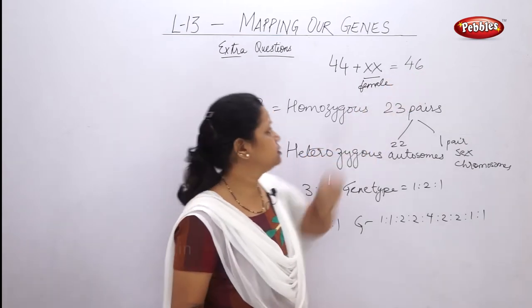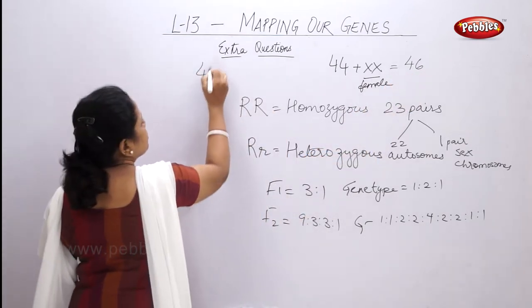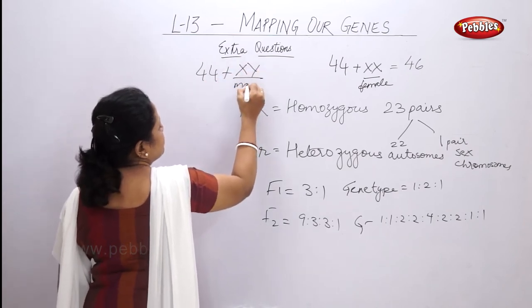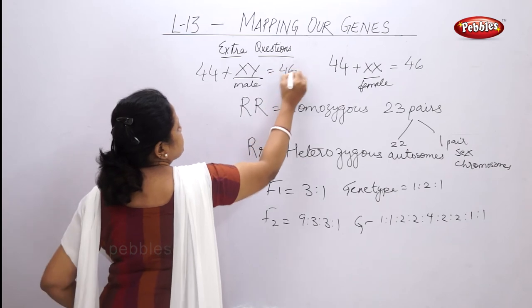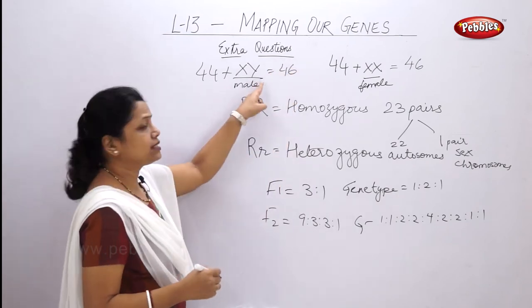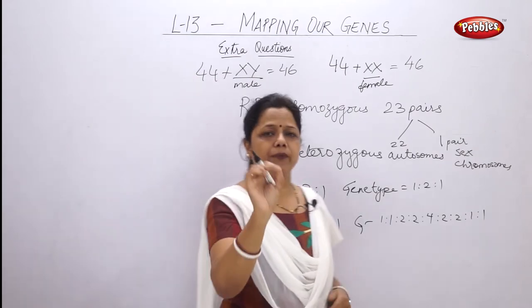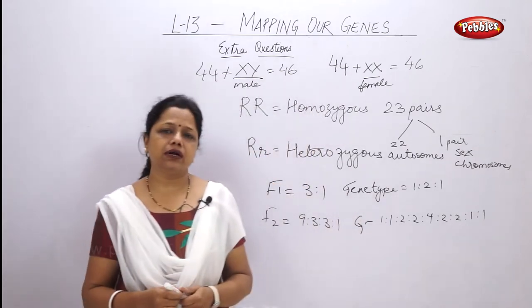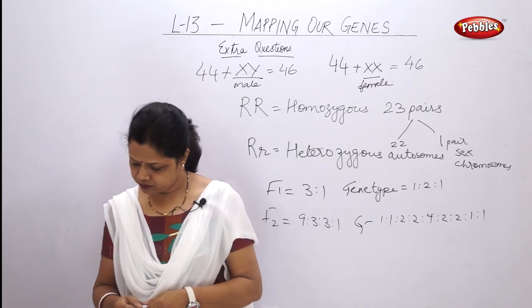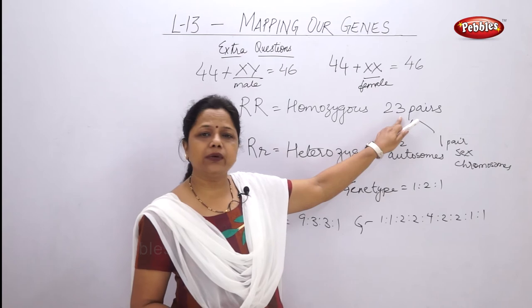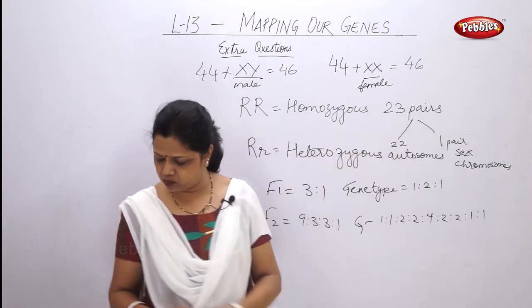Total 46. Then 44 plus XY is carried by male and it becomes 46. So this is called sex chromosomes and normal autosomes are 44, that means 22 pairs. How many pairs of chromosomes are there in human beings? I had told you there are 23 pairs of chromosomes in human beings.